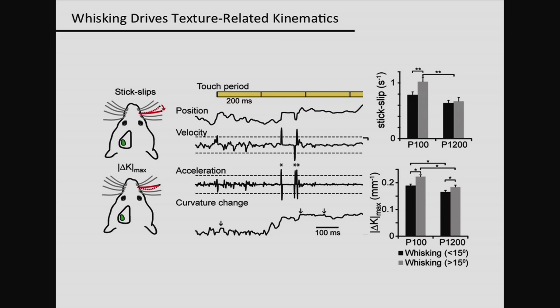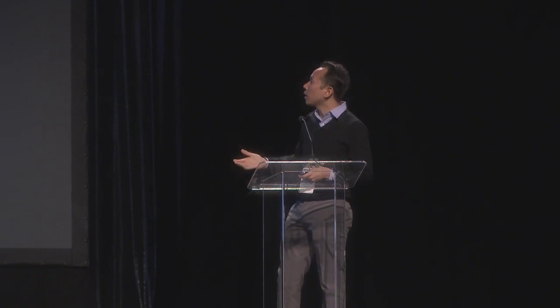And we also looked at curvature changes. Curvature changes reflect the contact forces of a whisker against an object as it bends. And what I've done here on the right is to sort the trials during the behavior according to trials when the animal is whisking a lot or whisking very little. And what we see if you look at the top in the stick-slip case is that when the animal's not whisking very much, there doesn't seem to be much of a difference in the frequency of stick-slip events between the rough sandpaper, the P100, and the smooth sandpaper, P1200.